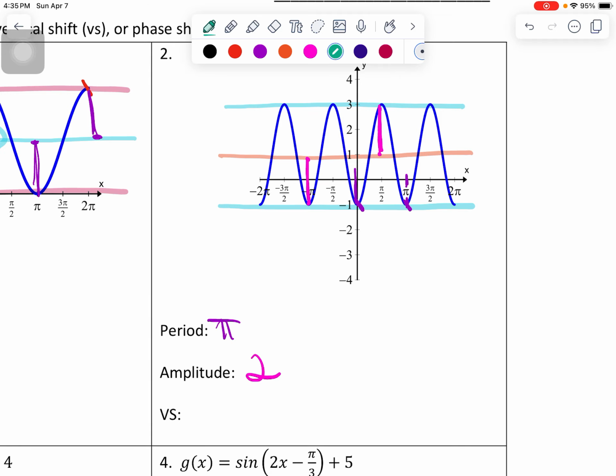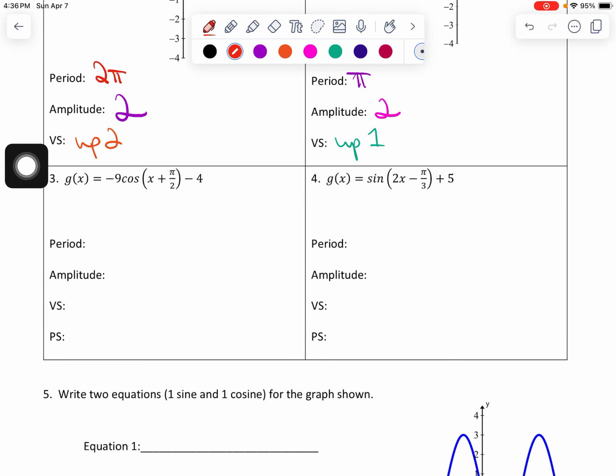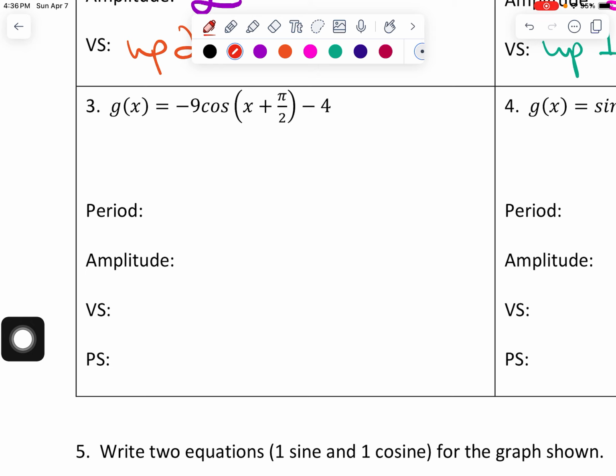Vertical shift, because your midline is not sitting on the x-axis, there is a vertical shift here. It moved up from the x-axis, so up 1 unit. All right, so that's if I give you some lovely graphs. You can find specific features that I've asked for. Now, for 3 and 4, I've given you equations, and I've asked you to find specific pieces of information. Now, we've been doing this for a while anytime we were dealing with graphing.